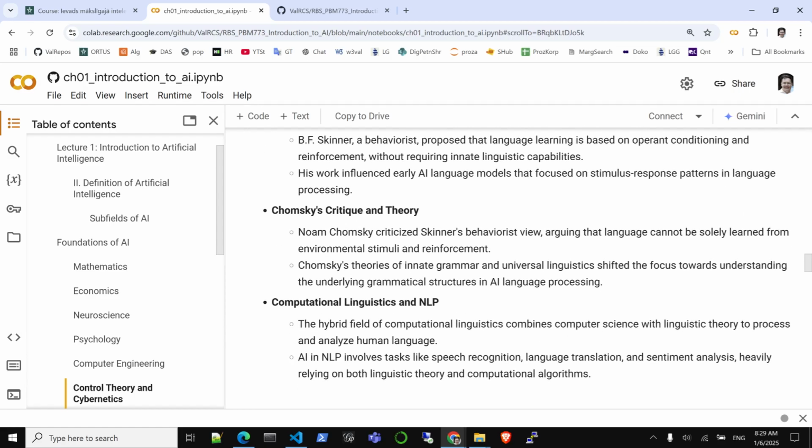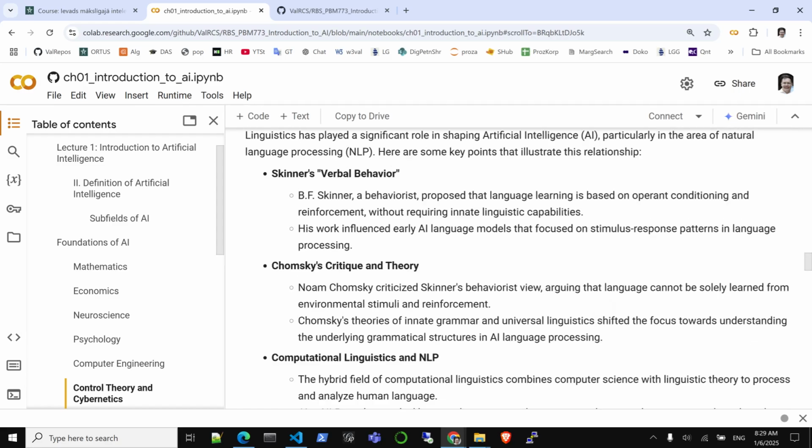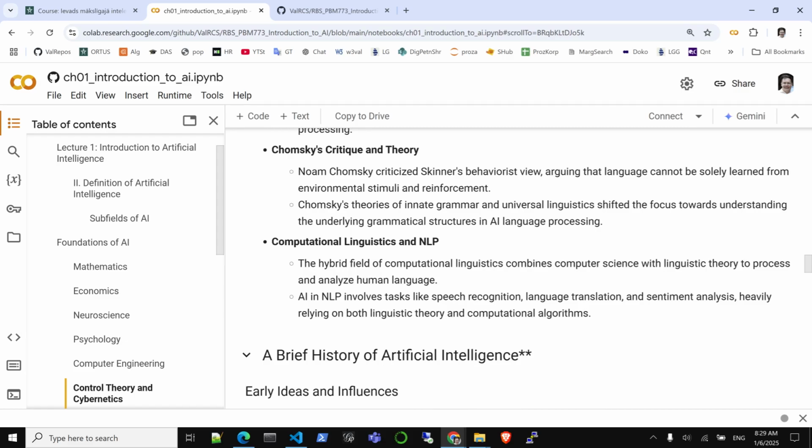Also, he made this hierarchy. Of course, you know about the Chomsky hierarchy by now, right? How different languages have different strengths, right? And so NLP, natural language processing, right, is sort of, again, a subfield or a related field to AI.